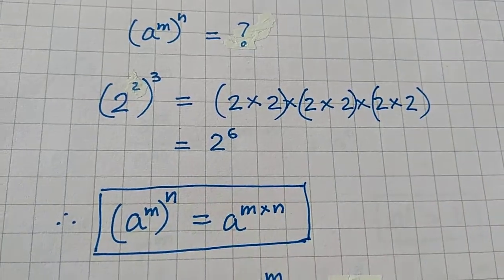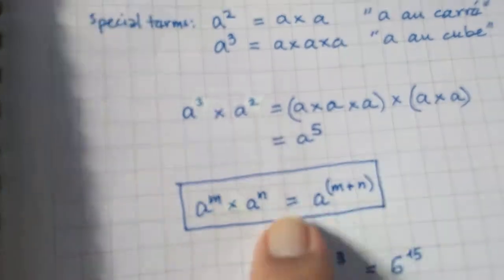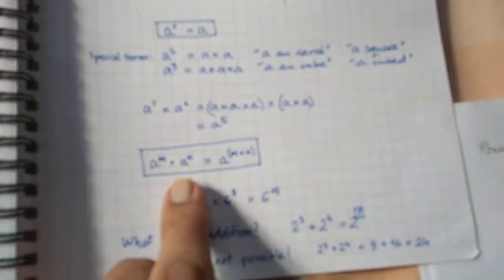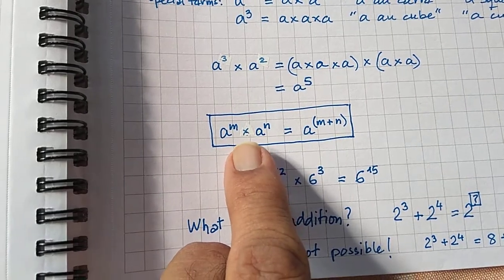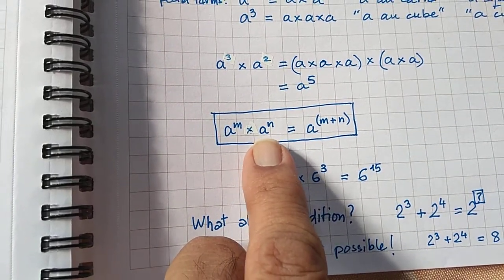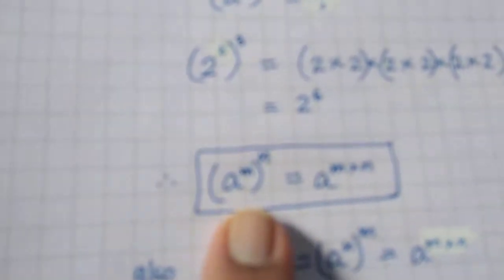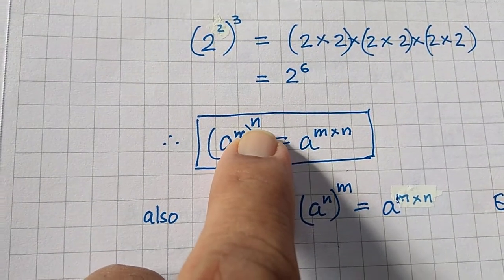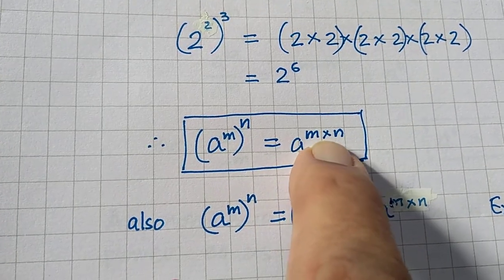What we had in the previous page was plus. If you have a to the power m into a to the power n, it is a to the power m plus n. But here, a to the power m to the power n is equal to a to the power m into n.